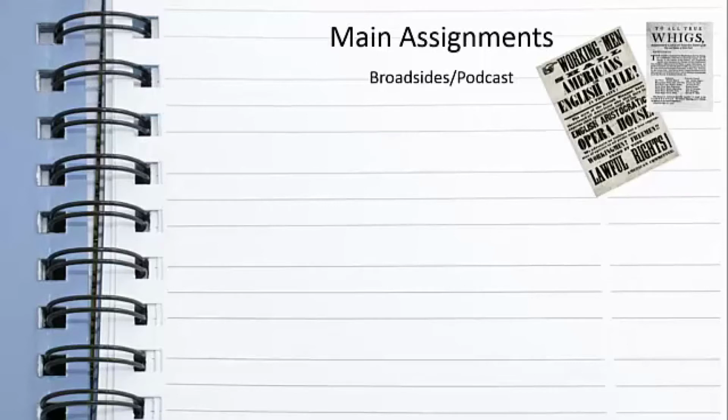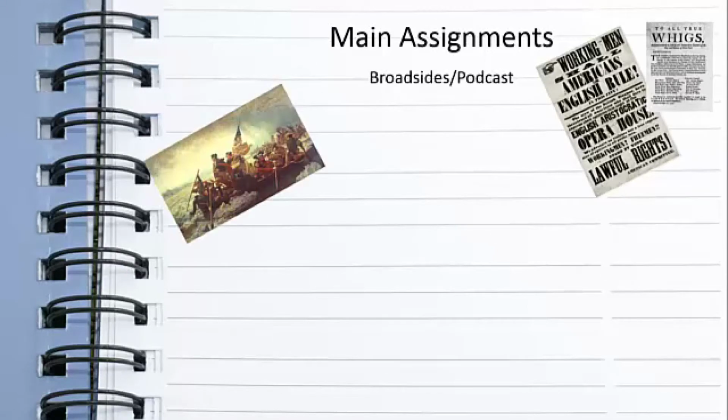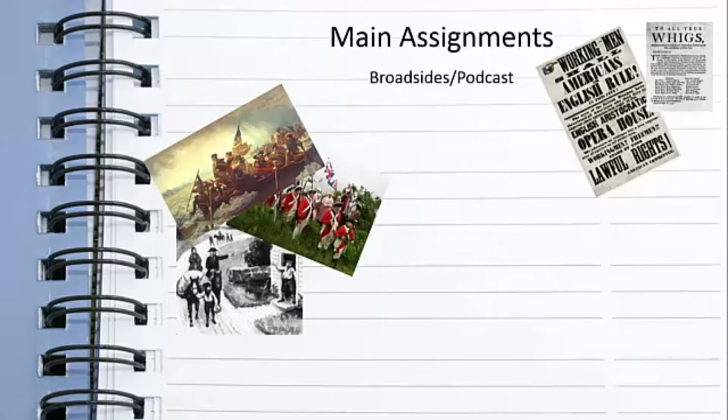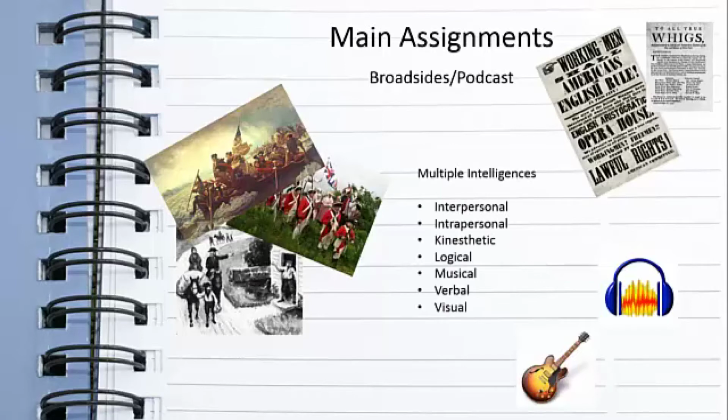After reading and watching related videos, students will create a broadside for either the Patriots, Loyalists, or Neutralists. They must create a slogan, draw an illustration, and list at least 3 reasons why the colonists should come to their side. Afterwards, students will work in groups of the same values to create 60-second podcasts, being a speech, song, rap, or poem, convincing others to come to your side. Students will either use GarageBand or Audacity to complete this. The broadsides will be scanned and posted on the classroom blog along with the podcasts. The multiple intelligences that are addressed in this activity are interpersonal, intrapersonal, kinesthetic, logical, musical, verbal, and visual.